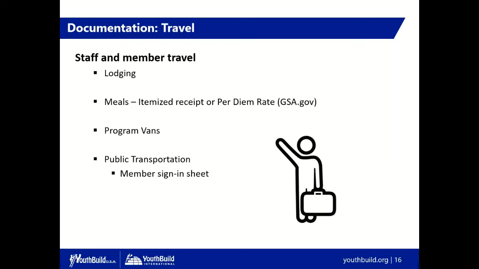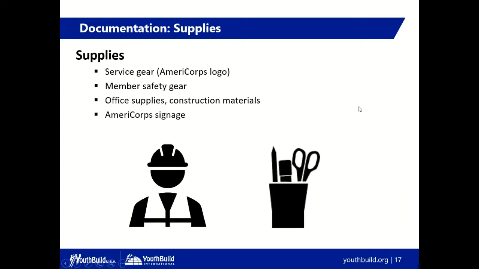So let's look at travel. In your AmeriCorps budget, travel is split into two: staff travel and member travel. Staff travel could be your expenses related to attending your AmeriCorps management conference, or any other travel related to the grant. That includes lodging and meals, and these expenses need to be itemized and clearly show the date and the purpose of the trip.